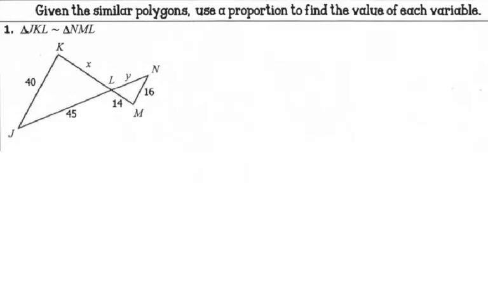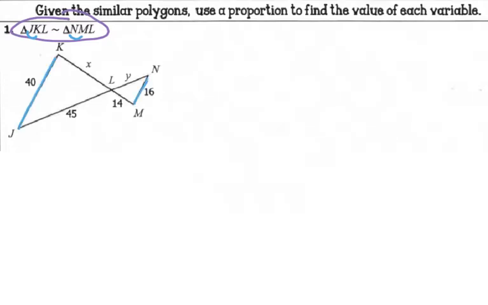So what I'm going to do here is look at the similarity statement that was given. You were given that triangle JKL is similar to triangle NML. So what we want to do is use that similarity statement to identify which sides are corresponding, which sides match up. So let's look here at the letters. We have JK and NM. So JK corresponds to NM.